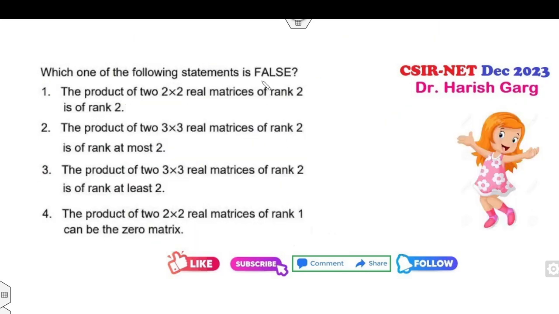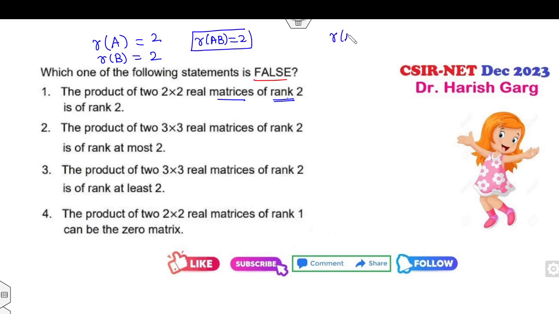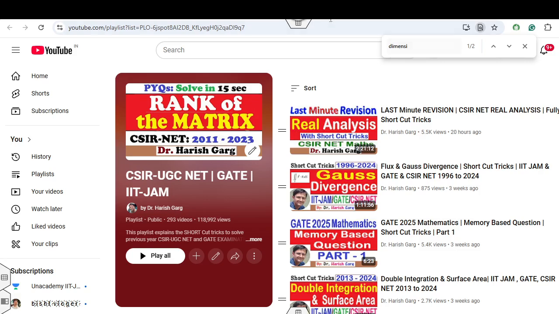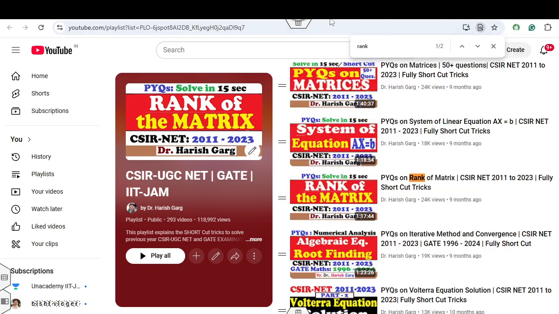Which of the following statements is false? Again, they are talking about matrices, so you can talk about either the eigenvalues or the rank. Since they are talking about the rank, we will see the rank. If I say rank of A and rank of B are given to you, your target is to check whether the rank of AB is equal to 2 or not. What is the property of the rank? You must watch my lecture on the rank of a matrix. If you have not watched it yet, you must watch it. Definitely you will learn a lot.